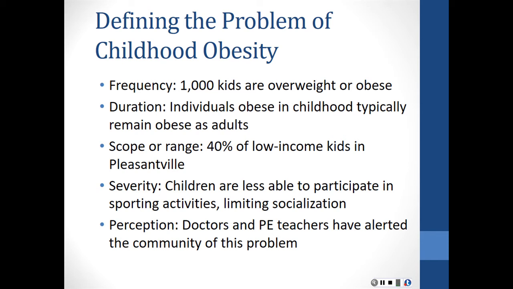So again, the severity of the problem. What level of disruption does this have to personal or community life? For childhood obesity, kids who are overweight or obese have less engagement in sporting activities, less engagement in recreation, limited socialization, poor health. So this is a severe problem. It's really disabling to an individual. So it has long-term implications that are severe for an individual and need to be addressed.